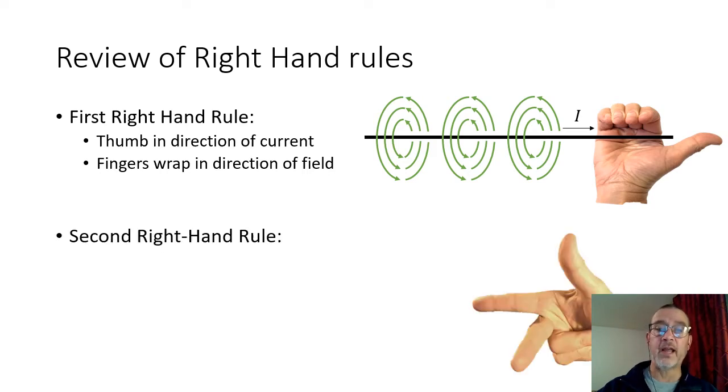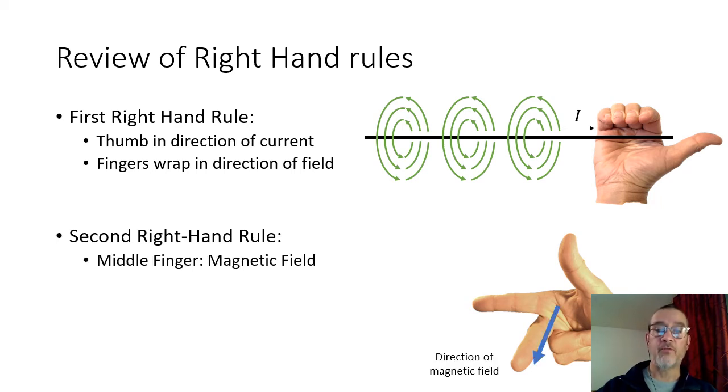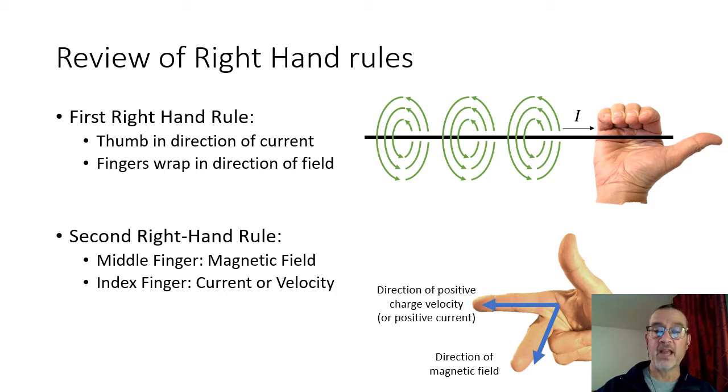Our second right-hand rule had to do with setting our three fingers 90 degrees apart from each other to identify the direction of the force on the moving charge. So if we have the middle finger representing the magnetic field, M for middle, M for magnetic, and we have the index finger, letter I for current, and I for index finger, and that would be the direction of either a positive charge moving or the current in a wire.